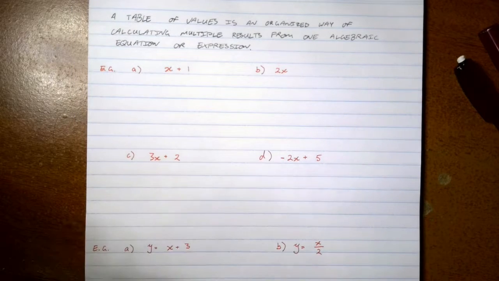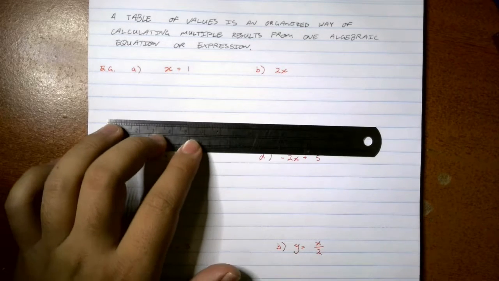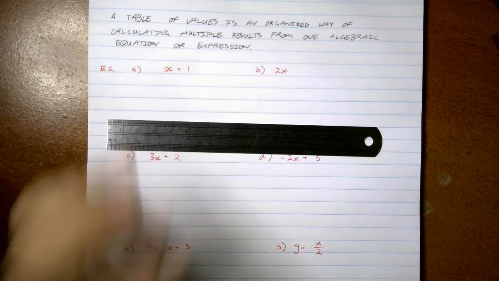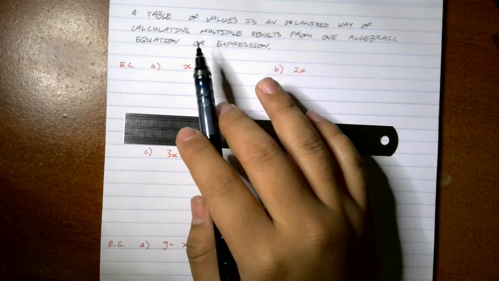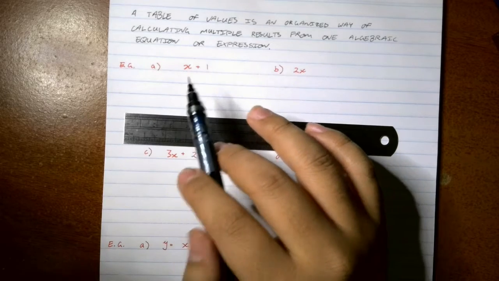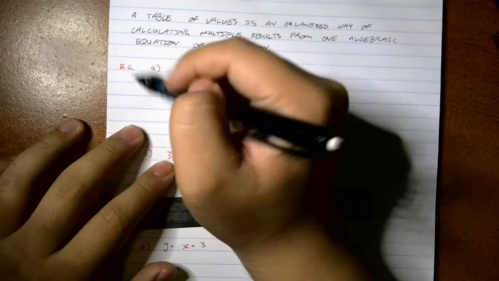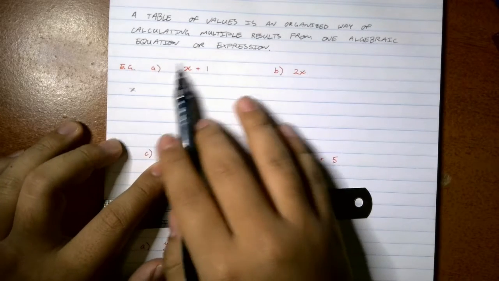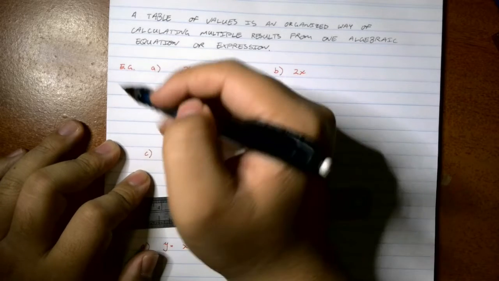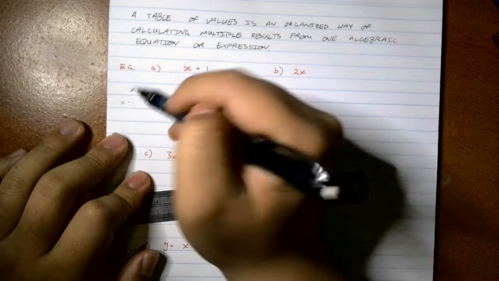So for a table of values, all we do is create first a table of values. Most often, the number which we will be substituting will be on the top row. So in this case, these ones will always be x, and the expression will go in the row below. So it's going to be x plus 1.